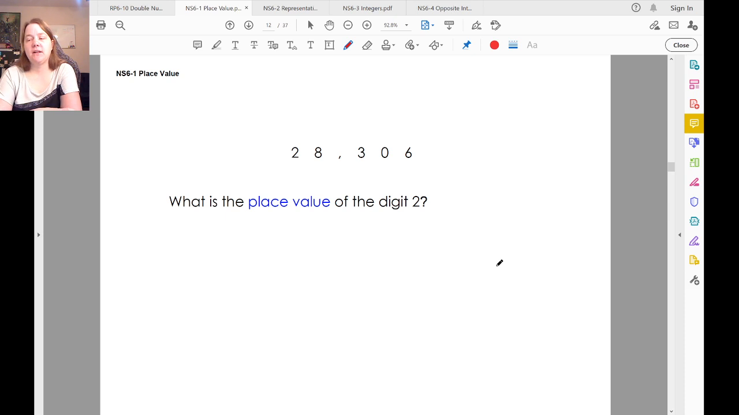What's the place value of the digit 2? You're going to see that the place value, if we make every other number 0, is going to be 20,000, or the 100,000s.